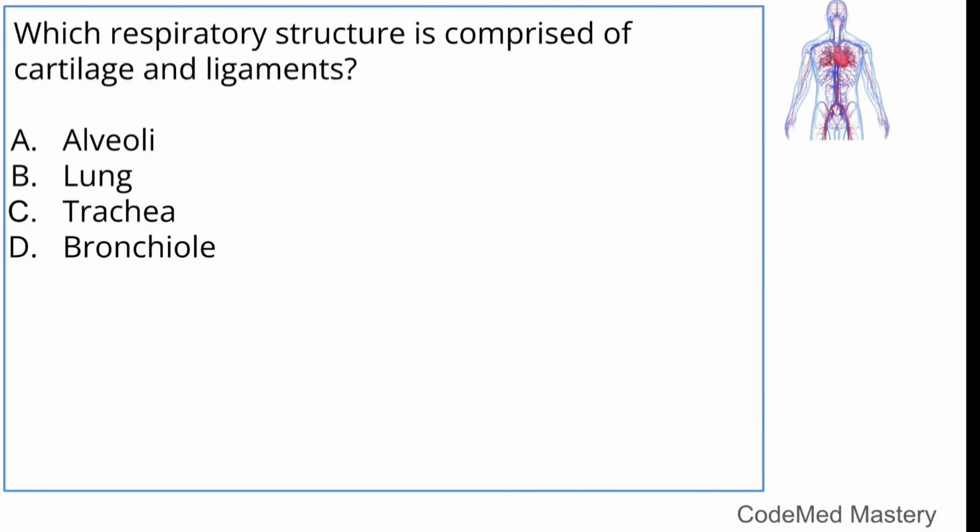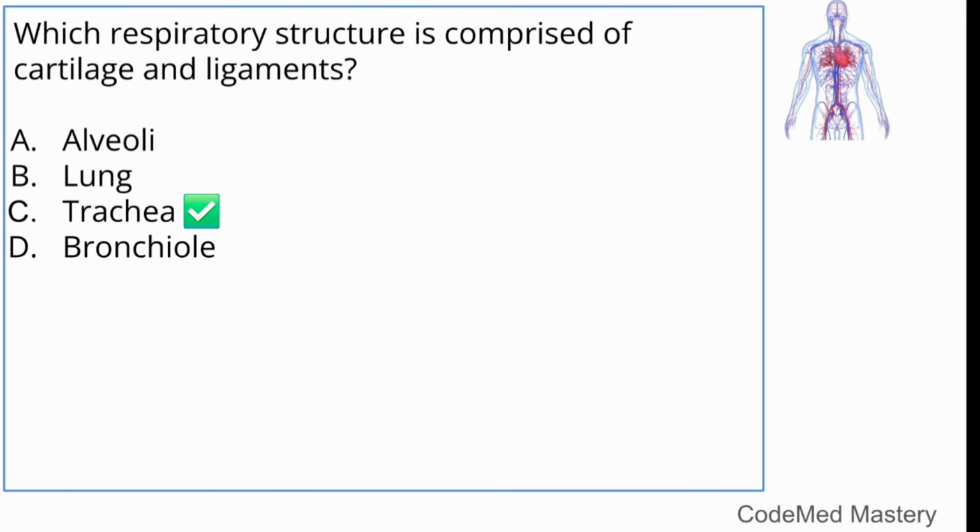Next question. Which respiratory structure is comprised of cartilage and ligaments? Option A, alveoli. Option B, lung. Option C, trachea. Option D, bronchiole. The right answer for this question is trachea.